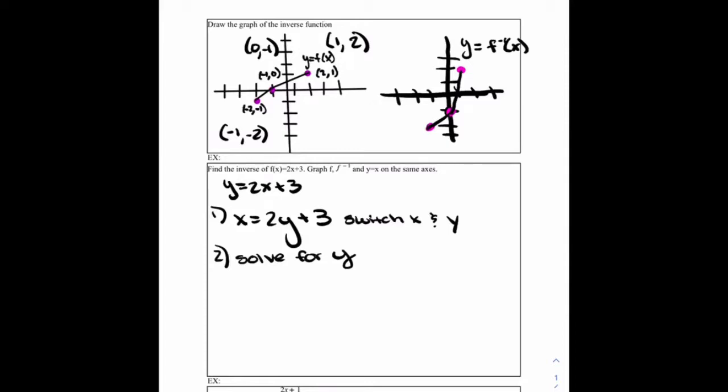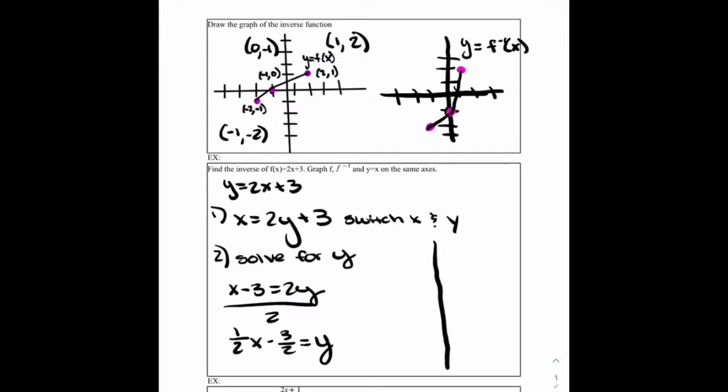Then we can start by subtracting that 3 to the other side and get x minus 3 equals 2y. Then divide by 2 and get 1/2 x minus 3/2 equals y. And then they want us to graph both of these. So we can go ahead and draw our graph.